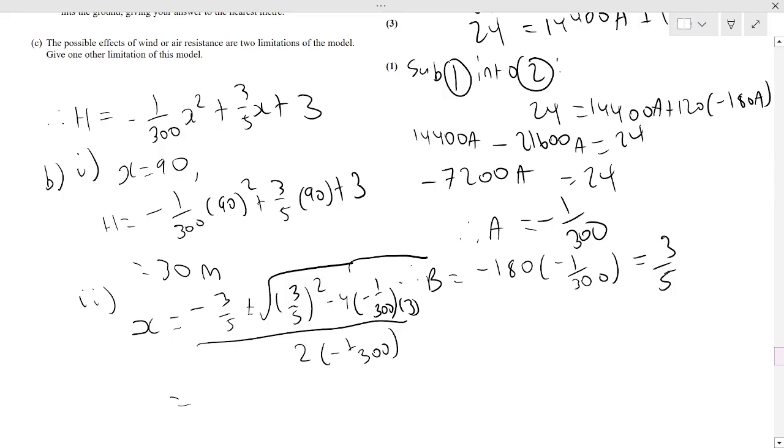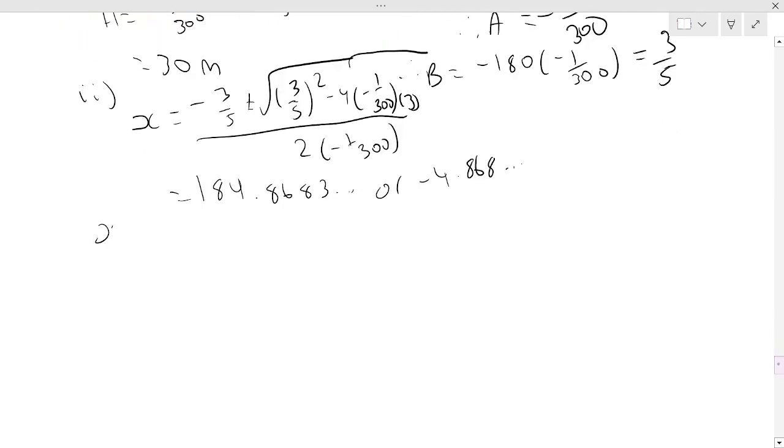But yeah, let's do it. So minus 1 divided by 300, 3 divided by 5, 0.6 and 3. You get 184.8683 or minus 4.868. But obviously you can't have a negative because it's a distance, right? x has to be positive. Hence, horizontal distance.